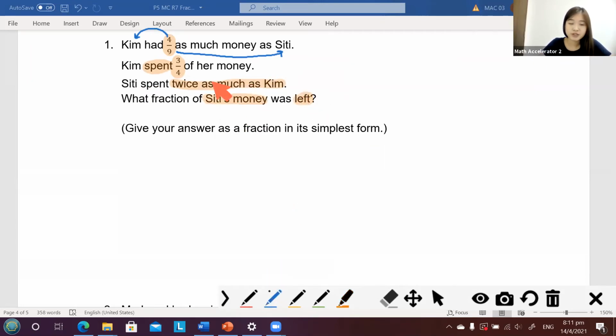Okay, if they ask you a fraction of, whatever comes after the of here is the denominator. Whatever comes after of was left, so this is going to be the numerator.